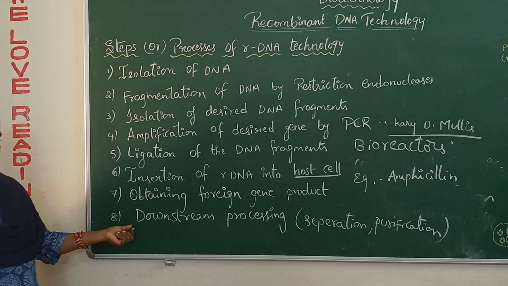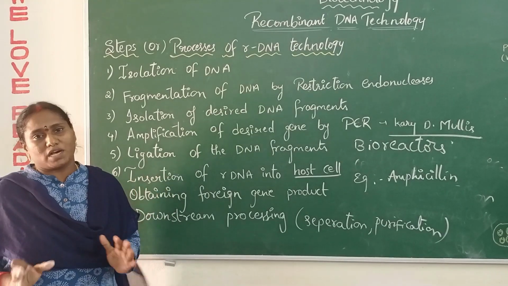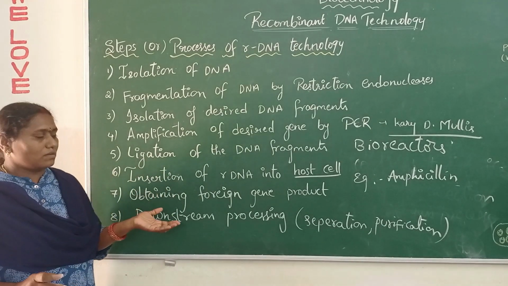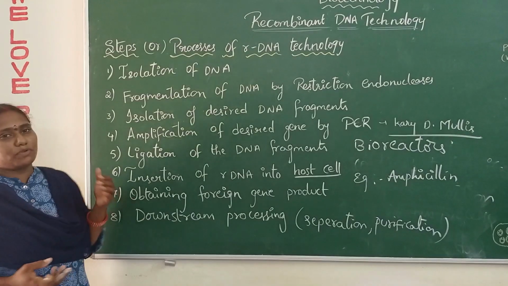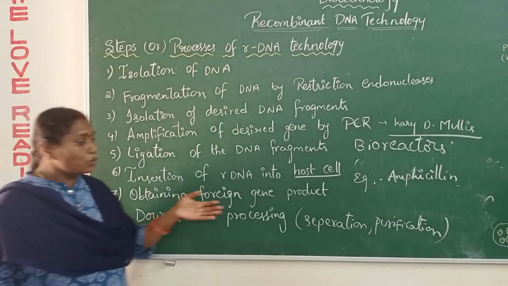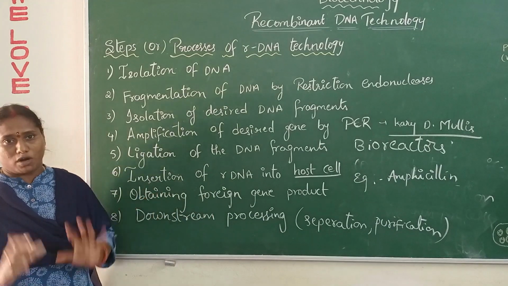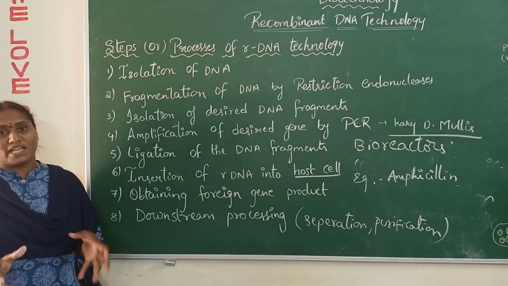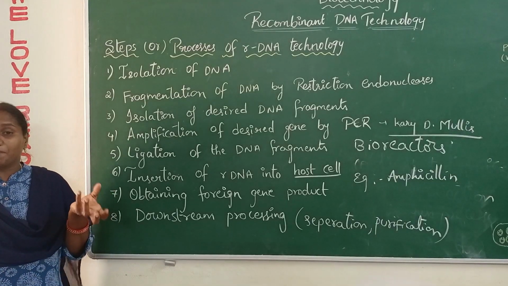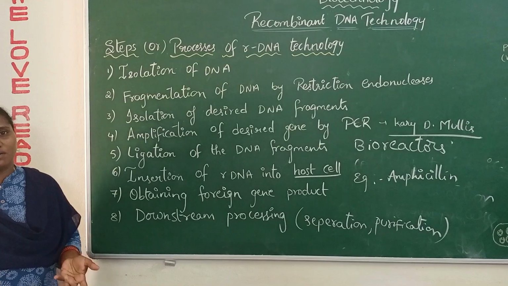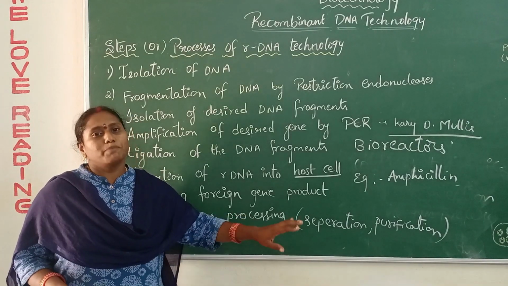The last but not least step is the downstreaming process. In this process, the bulk biomass which is produced in the previous process, from the bioreactors, should be distributed outside. For this, we are doing two processes, called separation and purification. Whatever recombinant DNA molecule we got, whatever desired gene we got, whatever desired protein we got, that should be distributed. That should be done by using two processes. One is separation and the other one is purification.